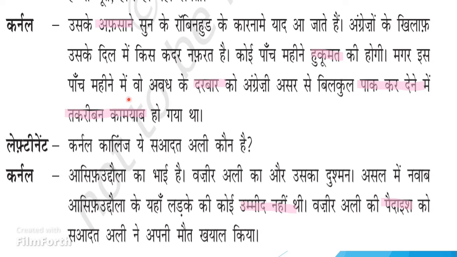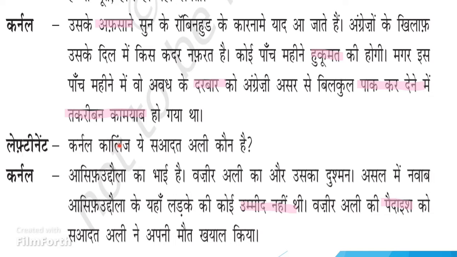मगर इस 5 महीने में वो अवध के दरबार को अंग्रेजी असर से बिल्कुल पाक कर देने में तकरीबन कामयाब हो गया था. But in these 5 months, just 5 months, he was almost successful in clearing the Awadh kingdom or the Awadh court of the effects of the English people. Here darbar means court or the kingdom. पाक कर देने में means clearing them off from their kingdom. तकरीबन almost, कामयाब means successful.